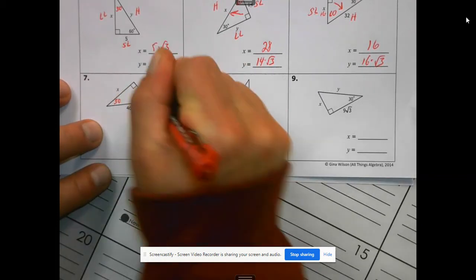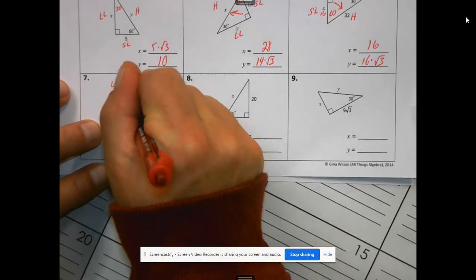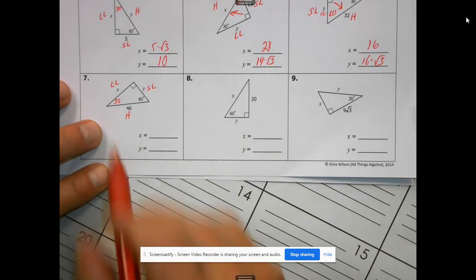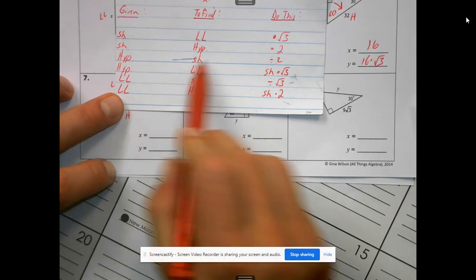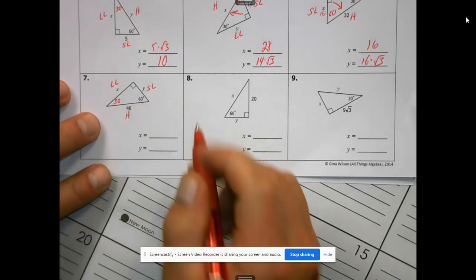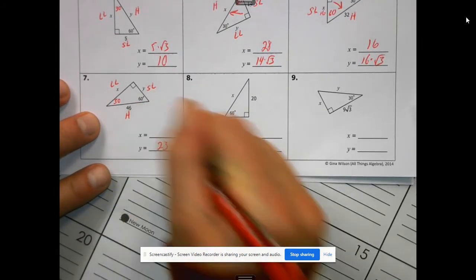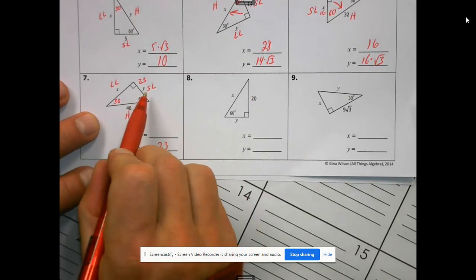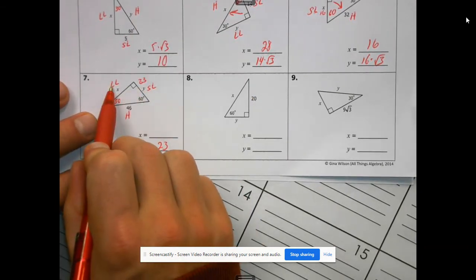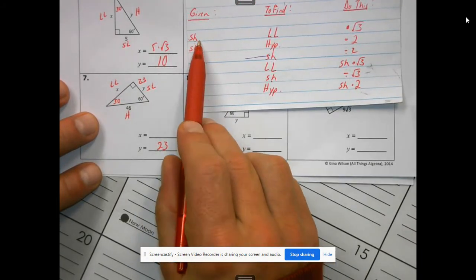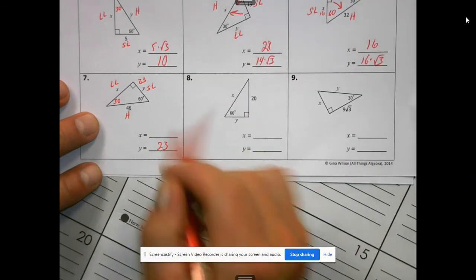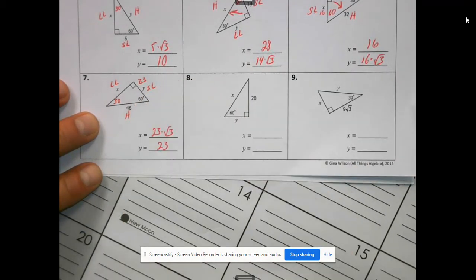7, label the pieces. There's your 30, so y is your short leg, x is your long leg, 46 is your hypotenuse. So just like number 6, you got to find short leg first, then find long leg. Hypotenuse to short leg, divide by 2. 46 divided by 2, 23. The short leg is 23. And then from short leg to long leg, cheat sheet says multiply by square root 3. 23 times square root 3.